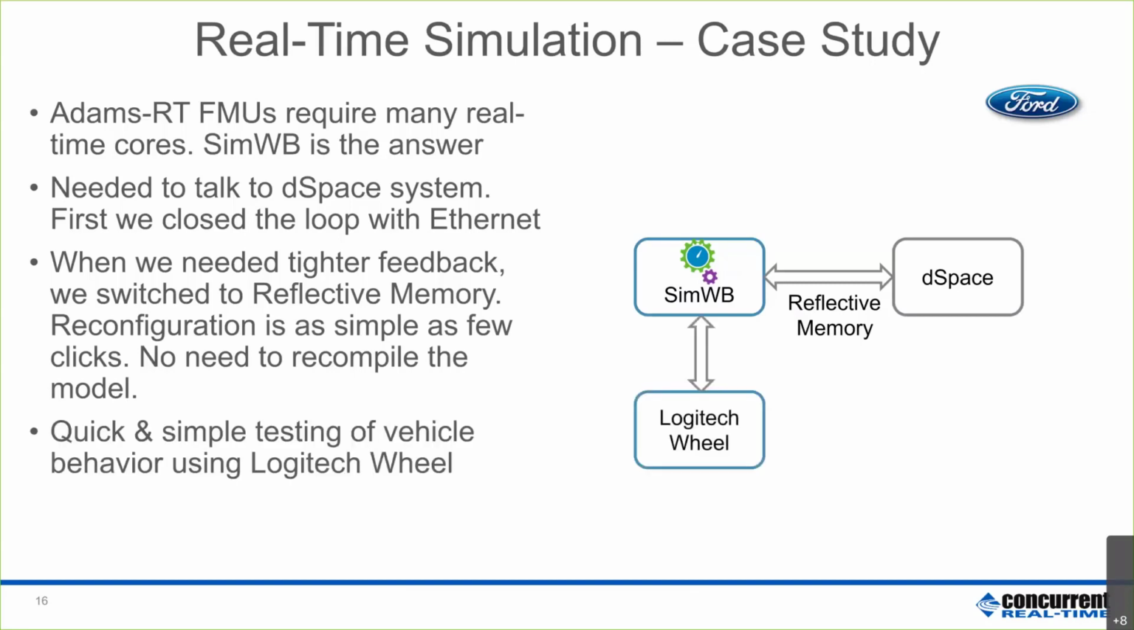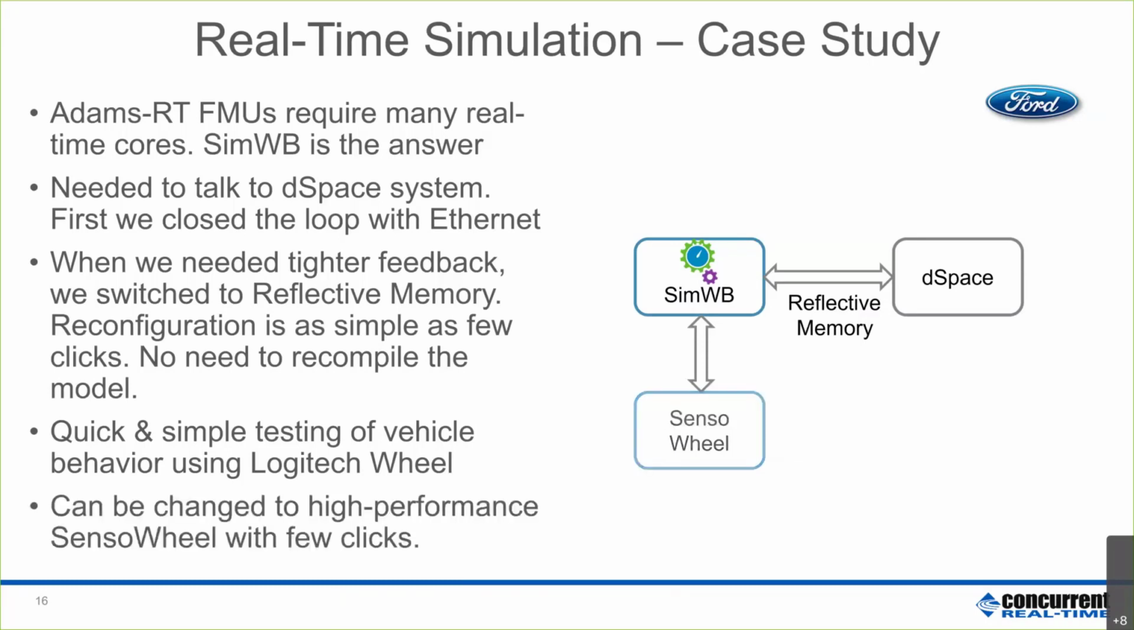And the other important part is you do not have to even recompile the model or re-import the Adams model, nothing like that. Similarly, once we had this model running in real time, we were able to test the performance using a simple Logitech wheel. We just connect the steering wheel input to the model and see how it responds. We could do it quickly. And if you want to change this to, say, a better sensor wheel, again, it would be very easy to do. All you do is unmap the Logitech wheel, map the sensor wheel, and you are all set to go.